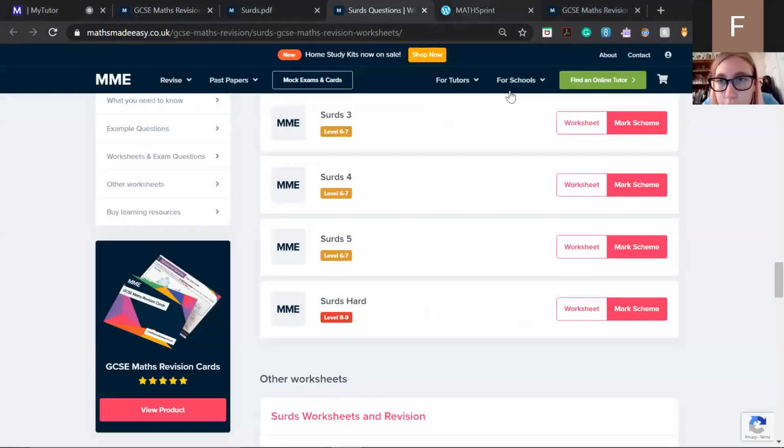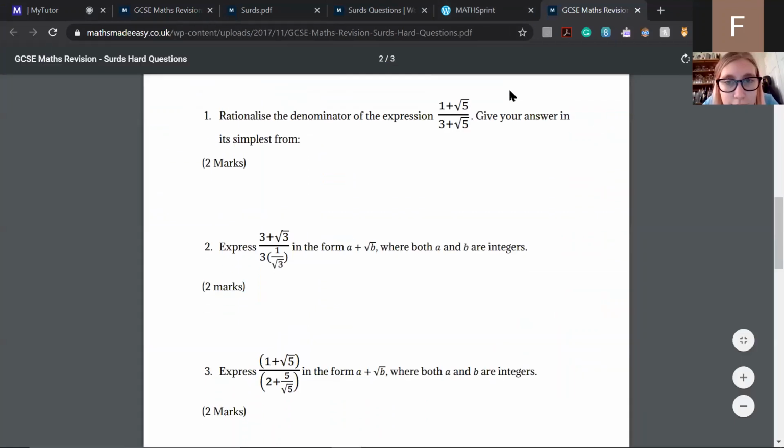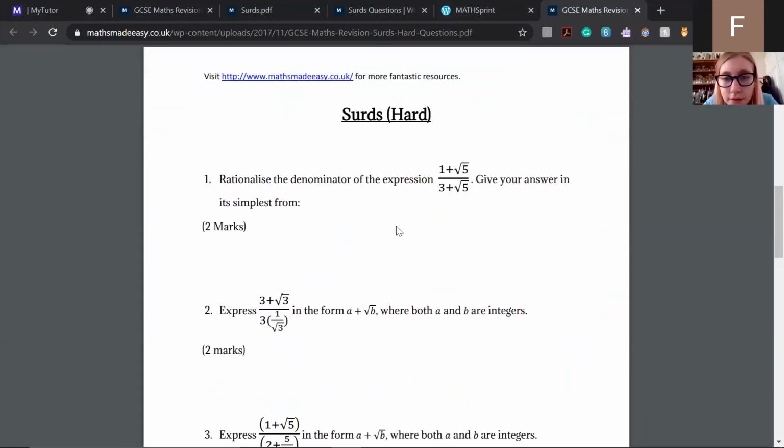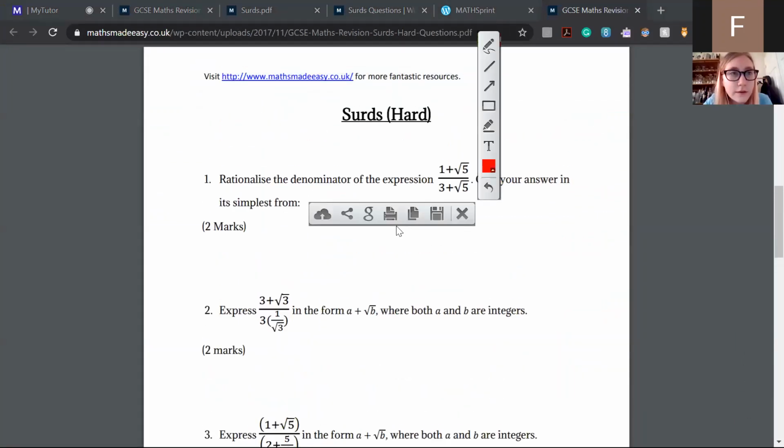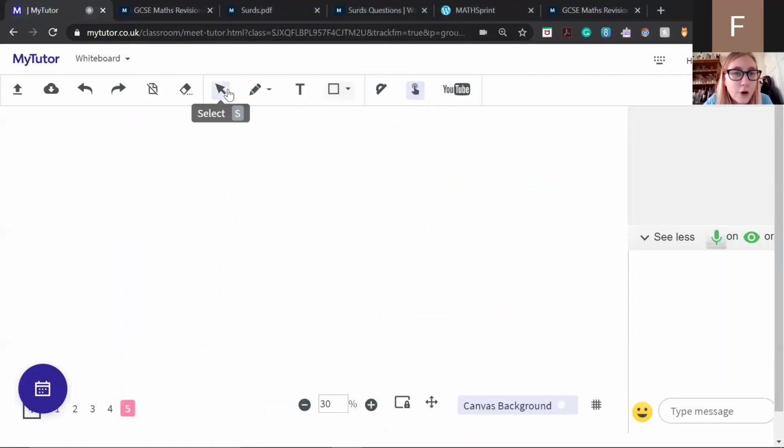Okay, let me grab one here. Oh my gosh. Let's do this. So this is probably one that you're maybe more familiar with. I'm not sure. One like this where it says rationalize the denominator of this.